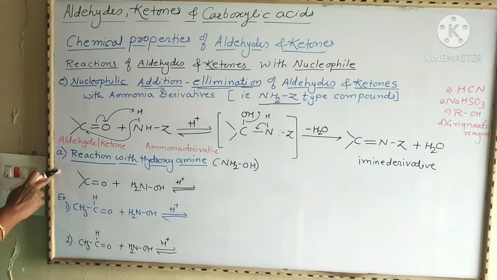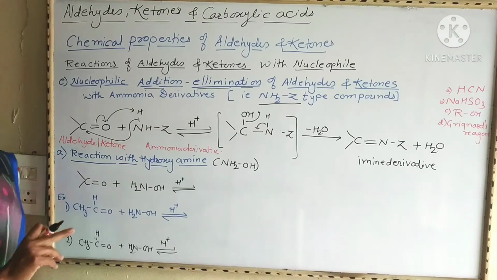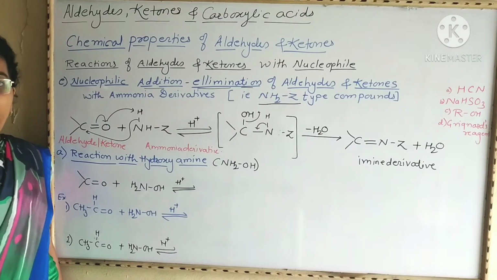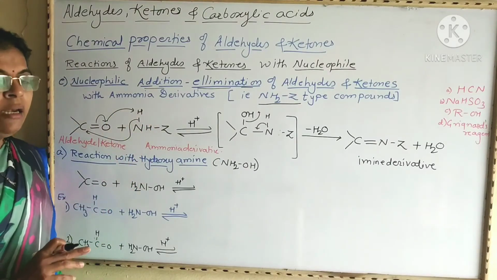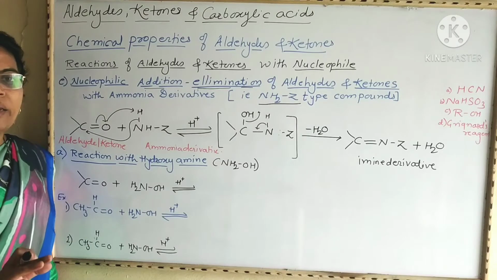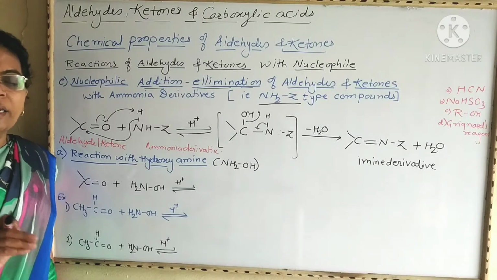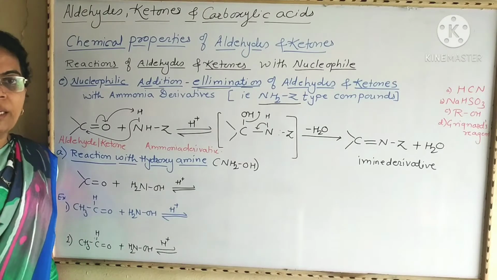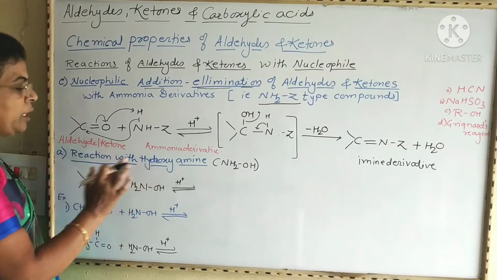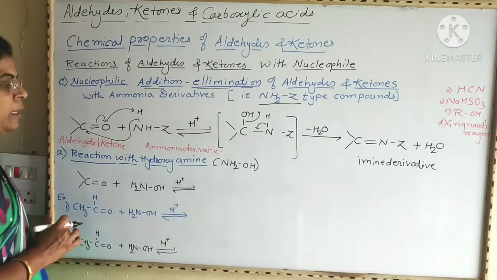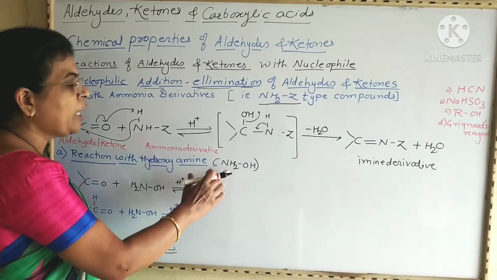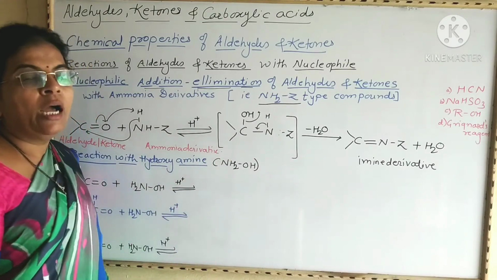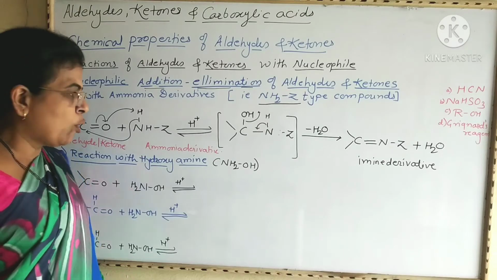Now we are going to see the first reaction. There are various types of NH2Z compounds, that is ammonia derivatives, and each and every ammonia derivative when reacting with aldehyde and ketone gives a different imine. The first reaction we are going to see is the reaction with hydroxylamine. Now the formula of hydroxylamine is NH2OH. That is, one hydrogen atom from ammonia is replaced by a hydroxy group.